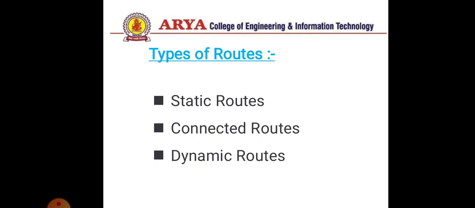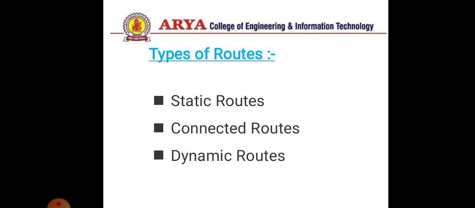And the third one is a large network configured in a hub and spoke topology. Now, the second point is connected routes. These are networks that are directly connected to the router. They are called connected routes and do not need to be configured on the router for routing. Now the third one is dynamic routes. A dynamic routing protocol adjusts routes automatically for topology or traffic changes.